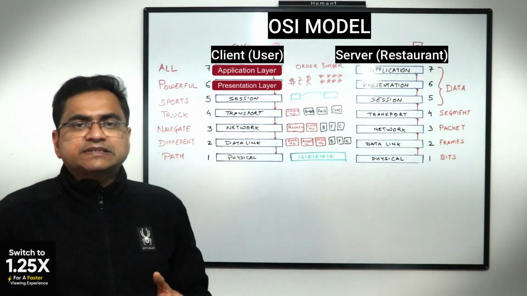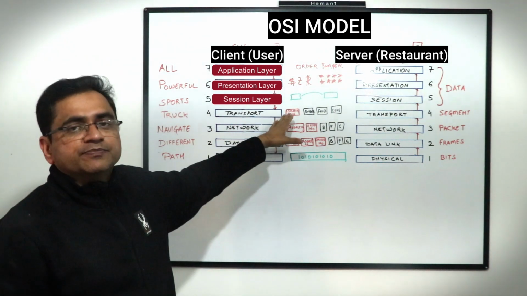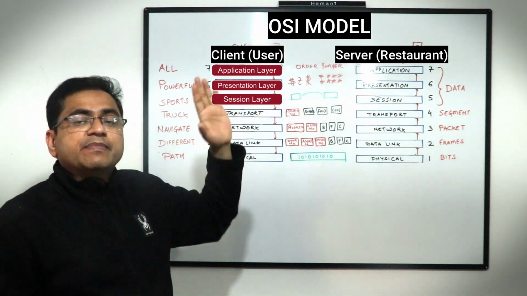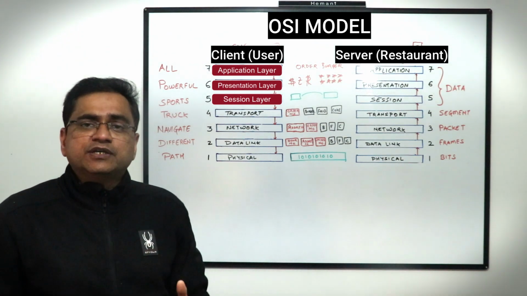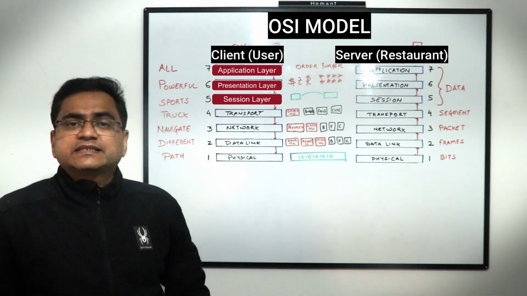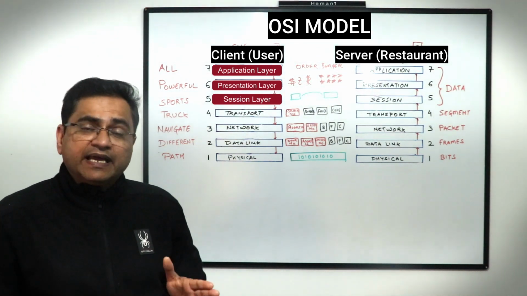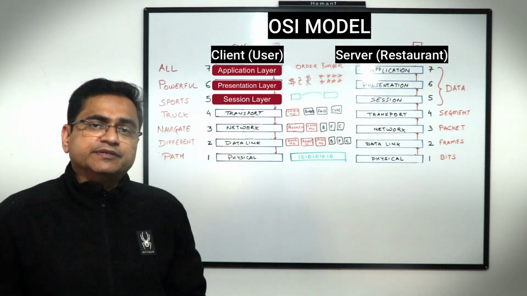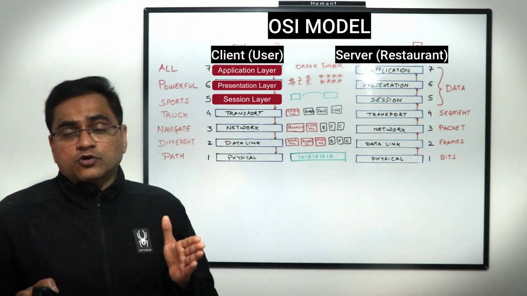Now that your food request is ready and formatted, a digital session is opened with the restaurant server by the user. This is like making a call to the restaurant and saying, hey, I'm about to place an order. Are you ready to accept my order? This session layer starts this conversation, keeps it going throughout the transaction and ends it when the process is complete. Without this layer, you could end up placing multiple orders or overlapping orders.